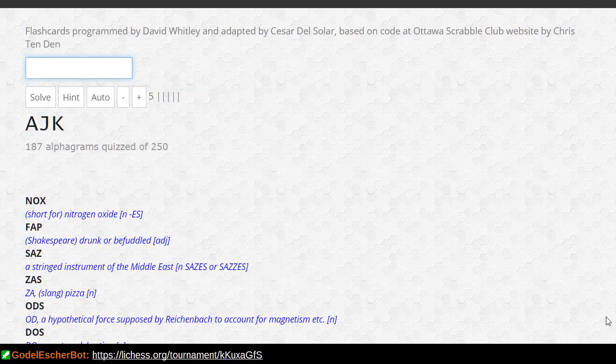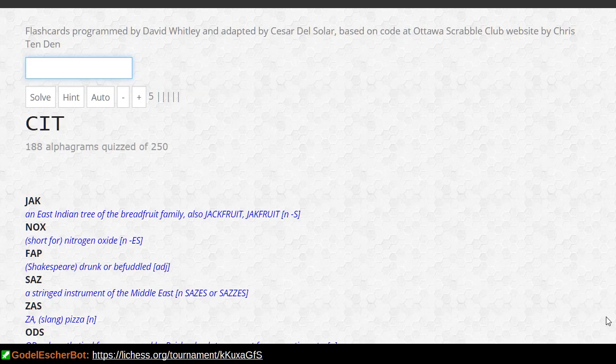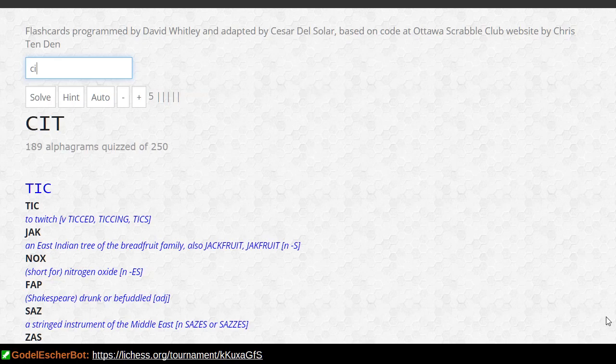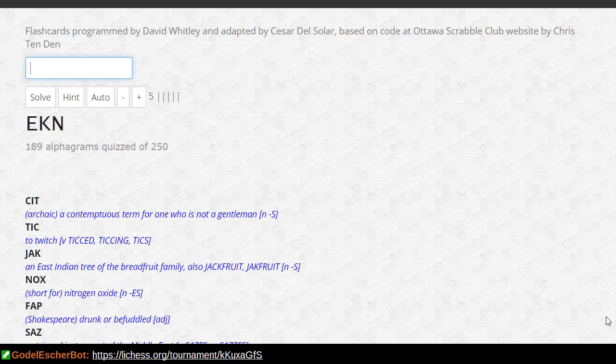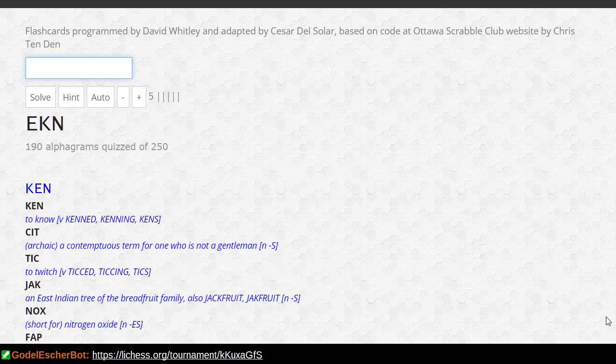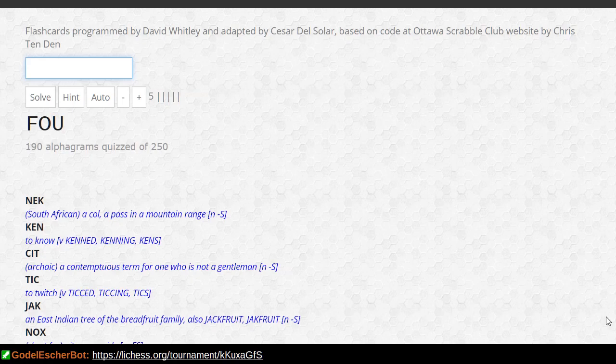Jack. East Indian tree of the breadfruit family, also jackfruit. Tick. To twitch. Sit is the only way I can spell a pronounceable word here. Contemptuous term for one who's not a gentleman. Ken, I think I've seen before. To know. Neck is a call or a pass on a mountain range.